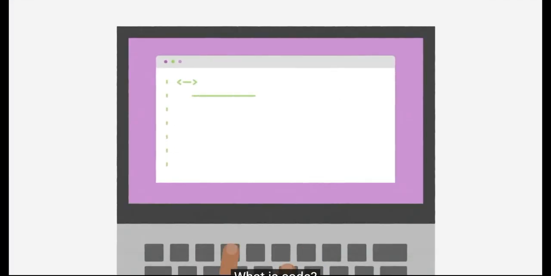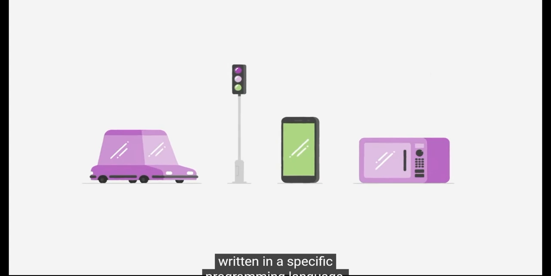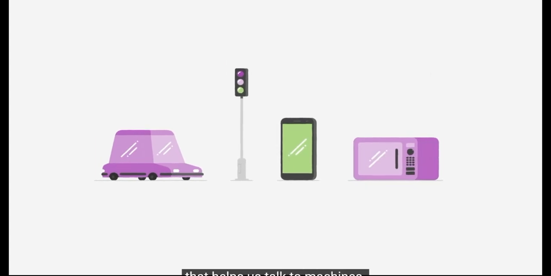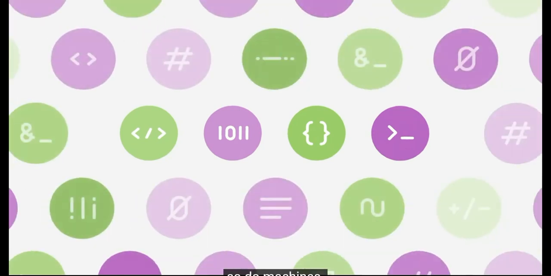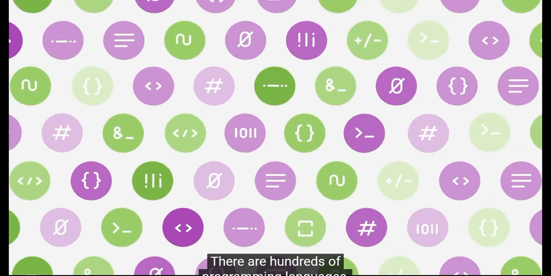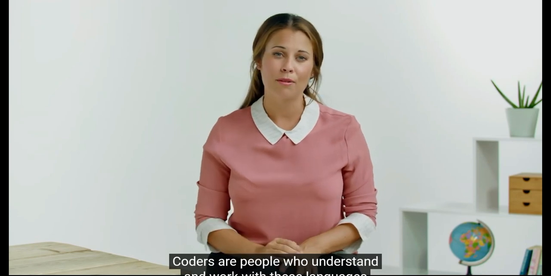What is code? Code is sets of rules and instructions written in a specific programming language that helps us talk to machines. Just as humans speak different languages, so do machines. There are hundreds of programming languages, each suited to different tasks. Coders are people who understand and work with these languages on a daily basis.